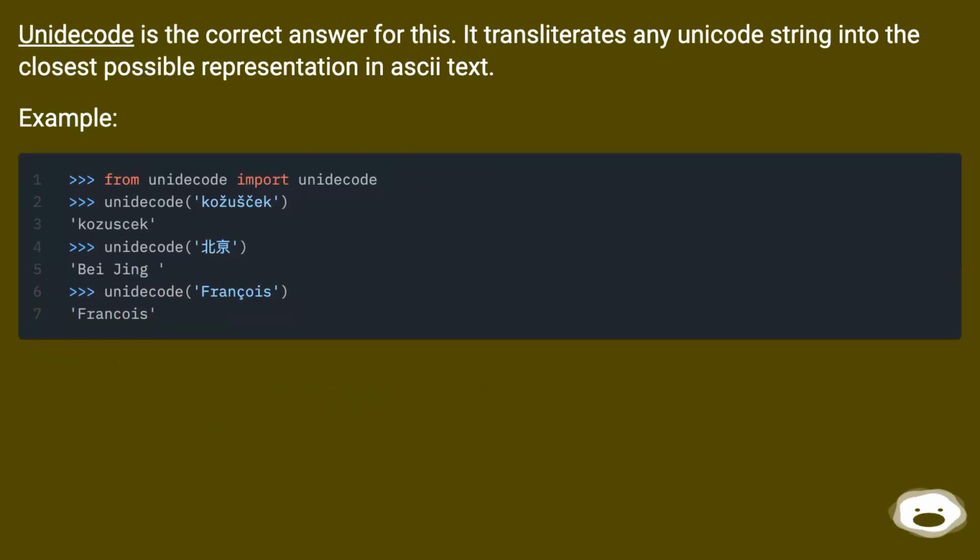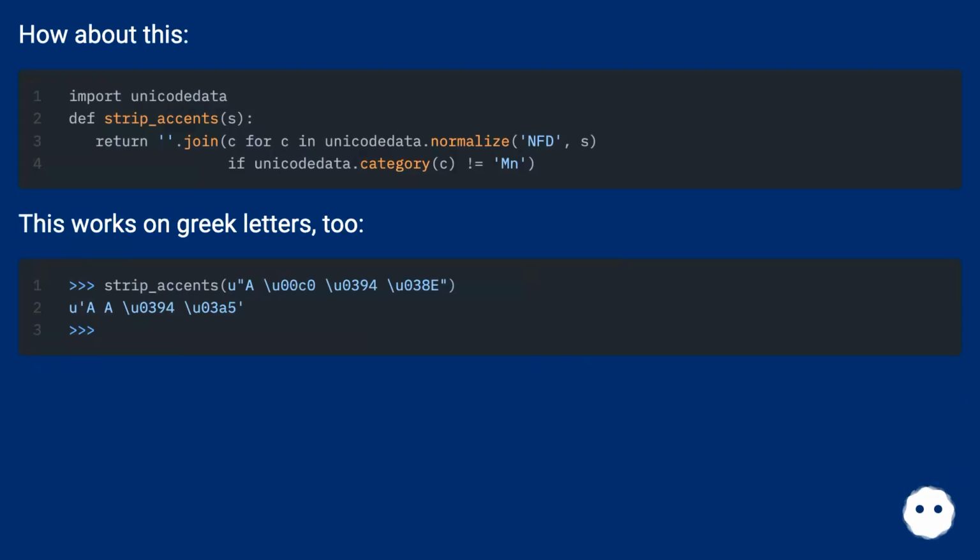Unidecode is the correct answer for this. It transliterates any Unicode string into the closest possible representation in ASCII text. Example. How about this? This works on Greek letters, too.